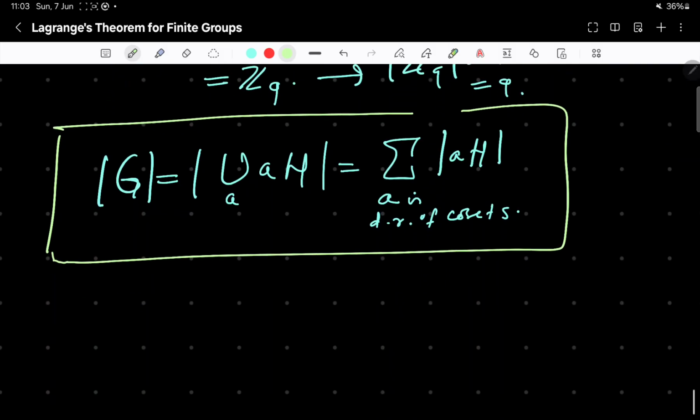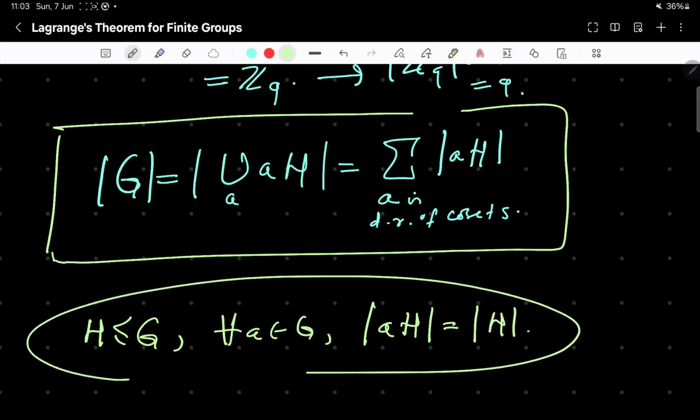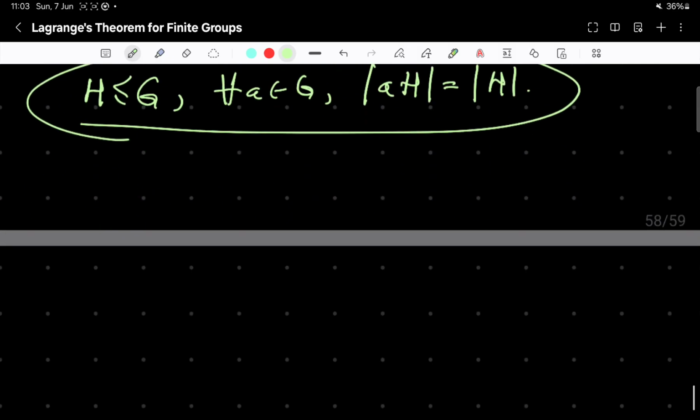Now another claim we want to prove is, if H is a subgroup of G, then for any a in G, we will prove that the cardinality, the size of aH is exactly equal to the size of H. So how do we prove this claim? This is done by bijection.